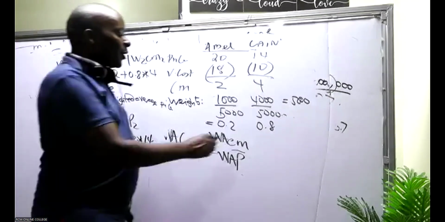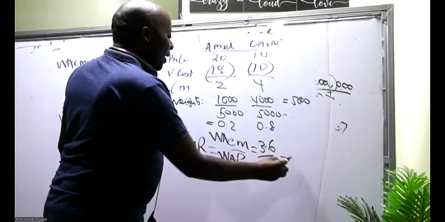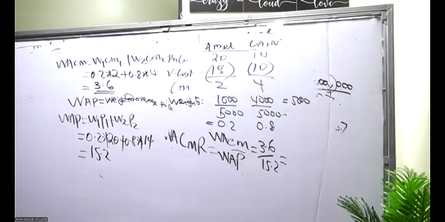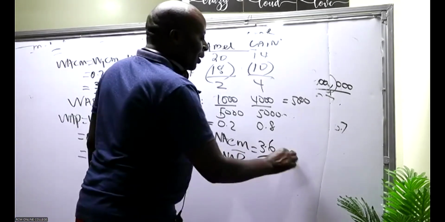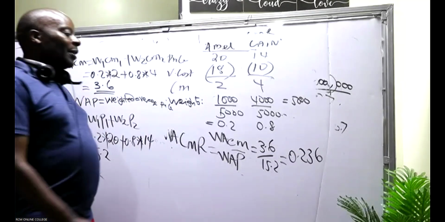You know what WACM is? It's 3.6. You know what WAP is? It's 15.2. I pray I get a very good number. It has many decimals, eh? No worries. 0.236 something, 0.436 something, it has many decimal places.